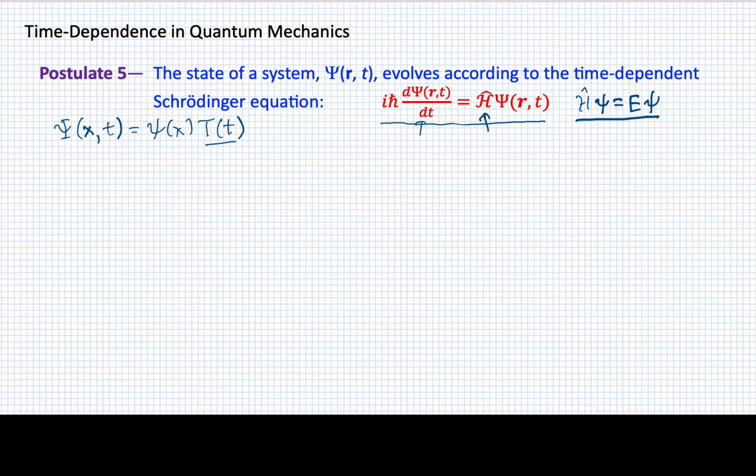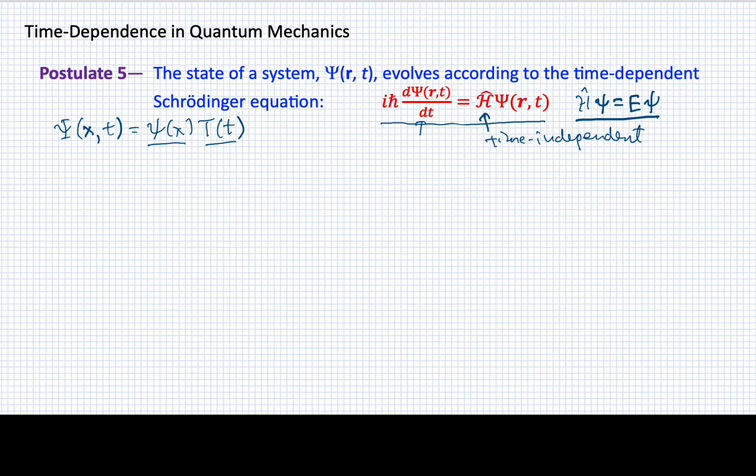Similarly, if our H is time independent, that is to say it does not depend on time at all, we already know that the Hamiltonian can operate in various ways on the coordinate parts of the wave function, so it will affect the psi of x, but it will not affect the T of t.